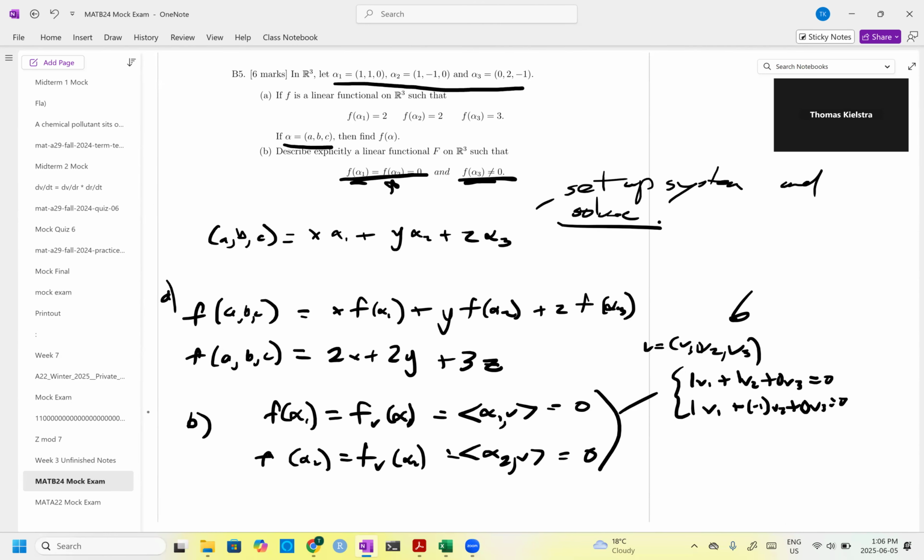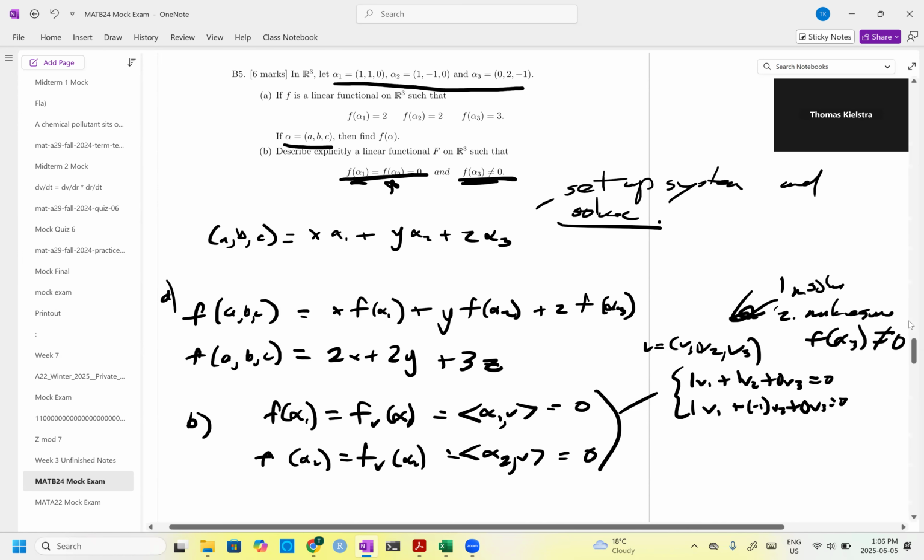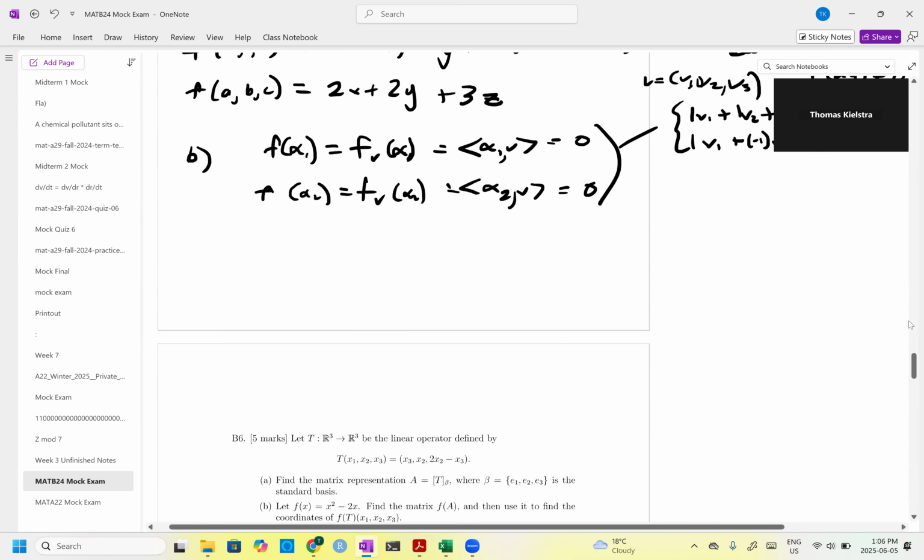Then what I need to do is make sure that this is not a solution. So what I would do is first, one, solve for the solution to this system. Then two, make sure f alpha 3 is not equal to 0. Okay.